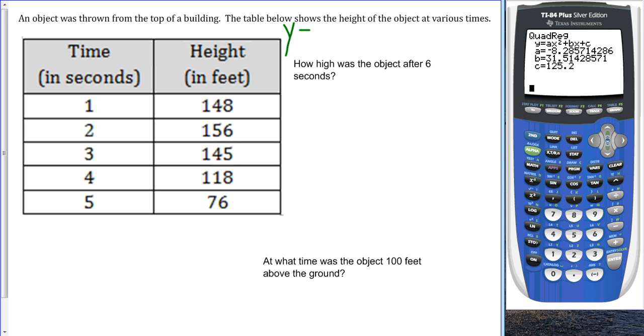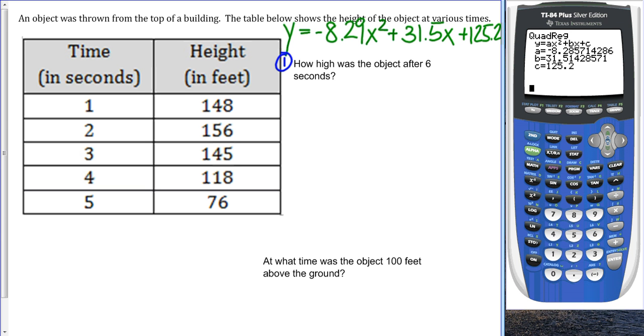So we know y equals negative 8.29 x squared plus 31.5 x plus 125.2. And then in the first question here, we're asked how high was the object after 6 seconds.